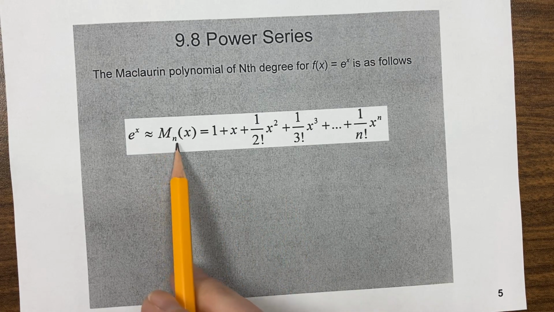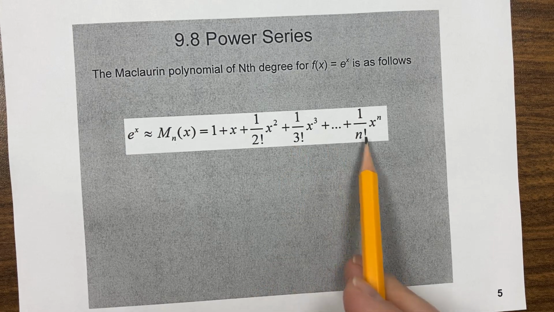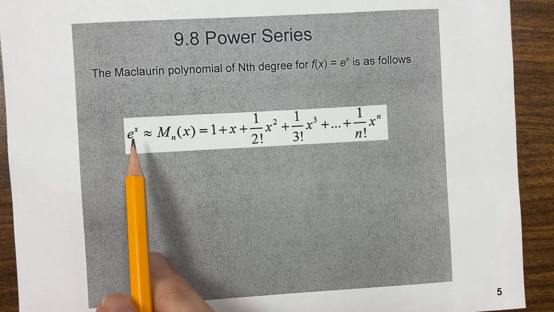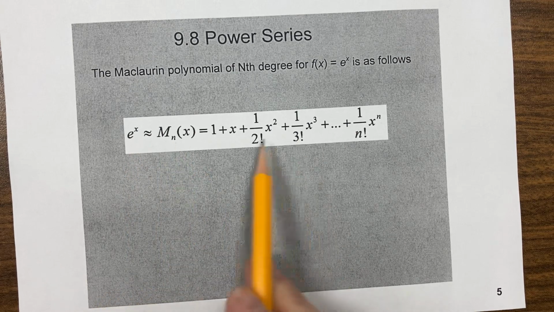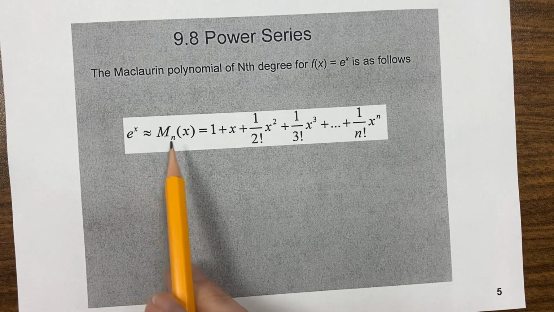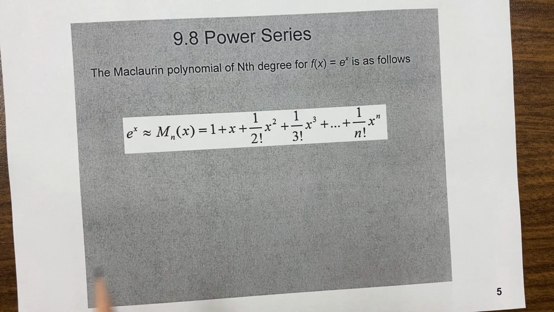This here would be an nth degree Maclaurin polynomial for e to the x. It goes all the way out to here and it stops. So because it stops, we can't say that e to the x is this thing. What we can say is that e to the x is about this thing. And so this is why we call this an approximating polynomial.